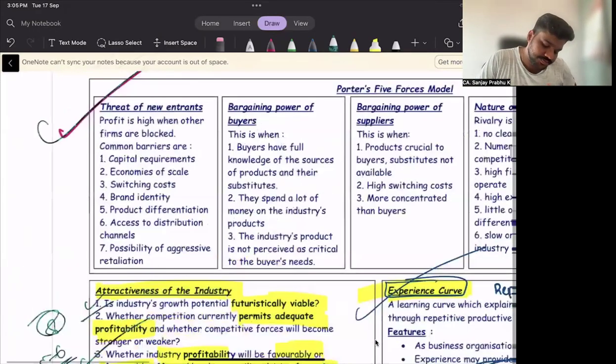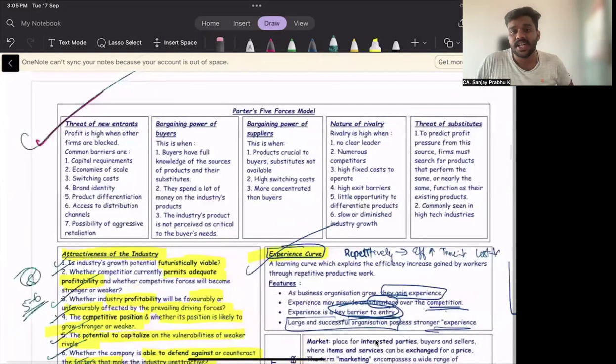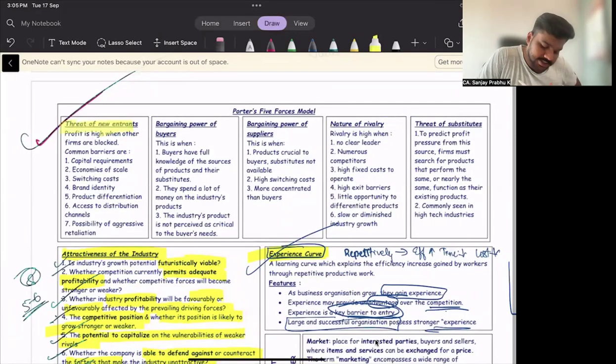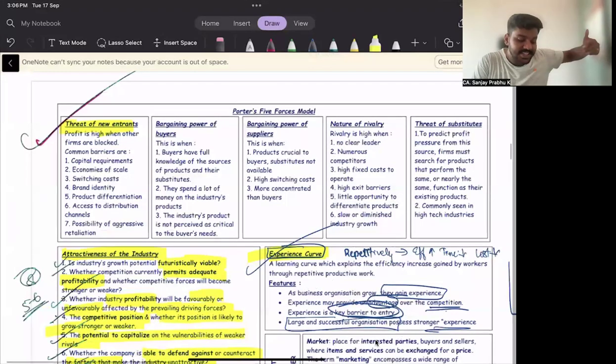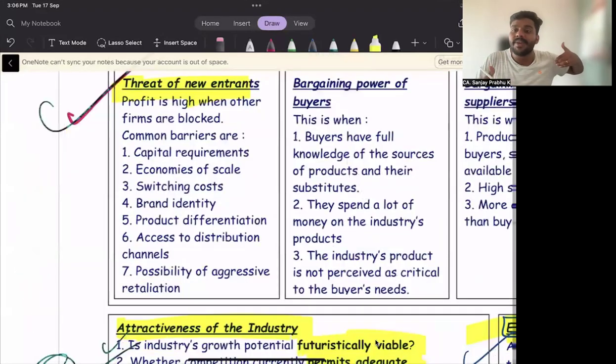First, there are 5 forces which Michael Porter has given in his book, which we need to study. The first one is threat of new entrants. If new entrants can easily start the business, that means the competition will increase and the profit will be less. You can increase the profit if you can block the new entrants from entering the industry. Say, for example, the aviation industry, the telecom industry.